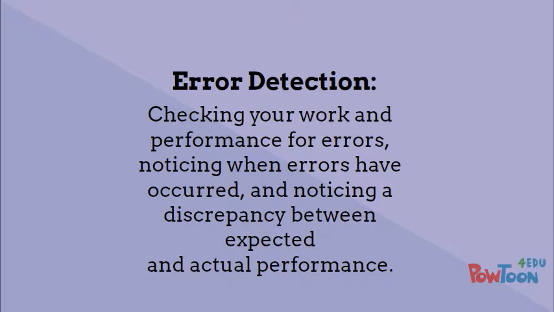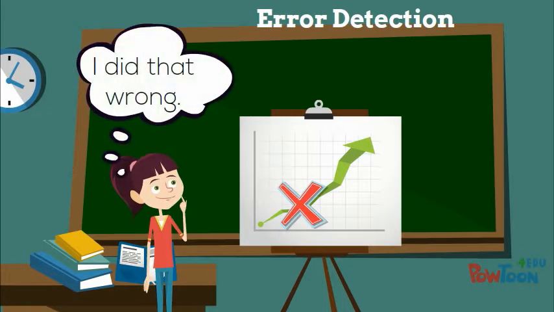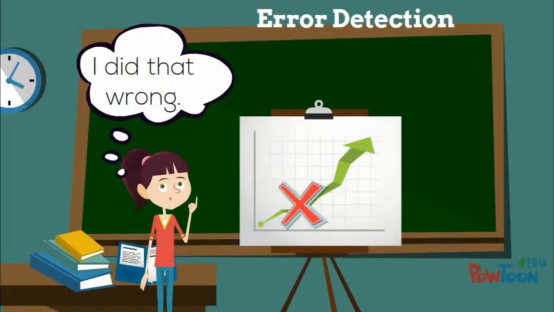Error detection is checking your work and performance for errors, noticing when errors have occurred, and noticing a mismatch between expected and actual performance. For example, she realized that there was a major error on the graph that they were planning to use for the big business meeting today.